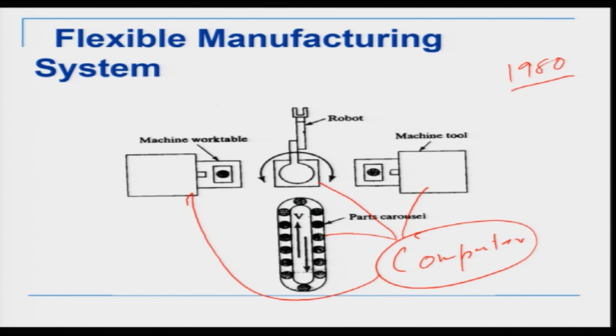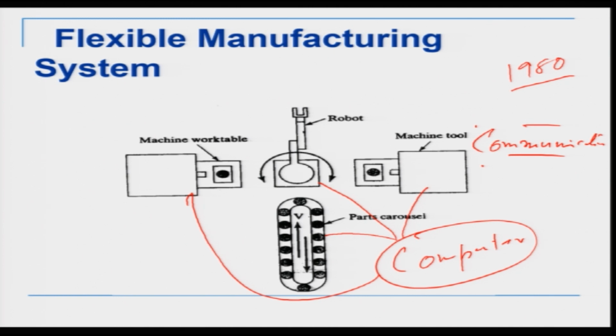Now what you see here is that this computer is able to control different machines, which means it is also able to communicate with different machines. So this is where we also have to talk about the concept of communication. By communication I mean machine to machine communication. How do machines communicate or talk to each other?